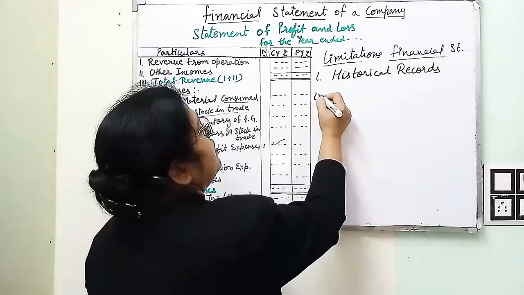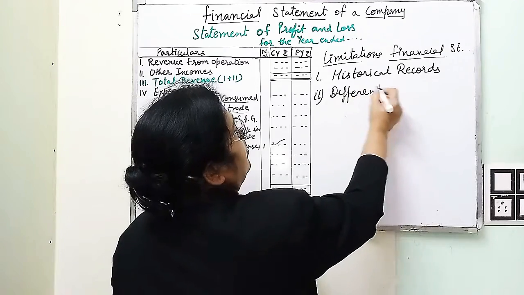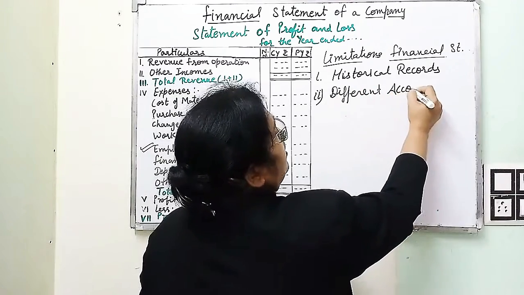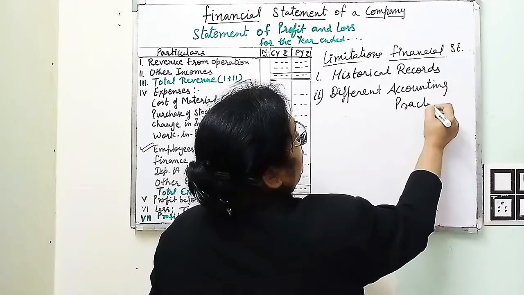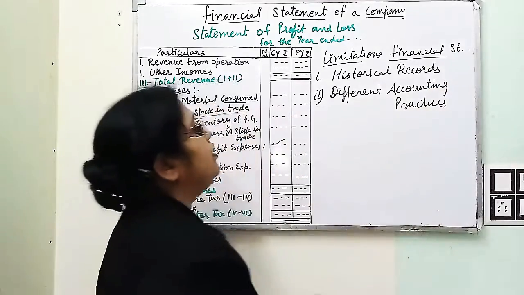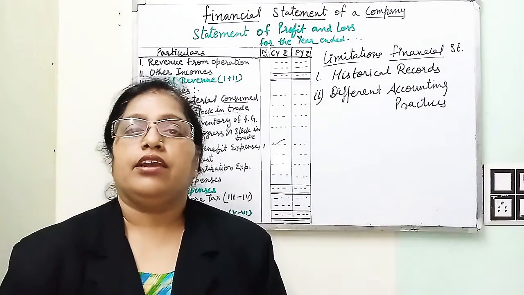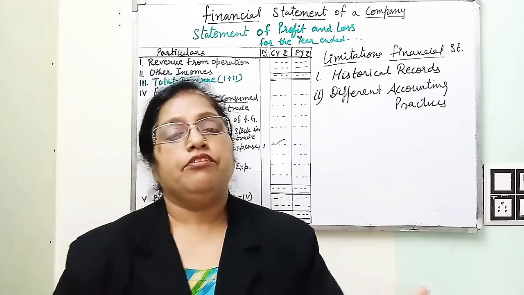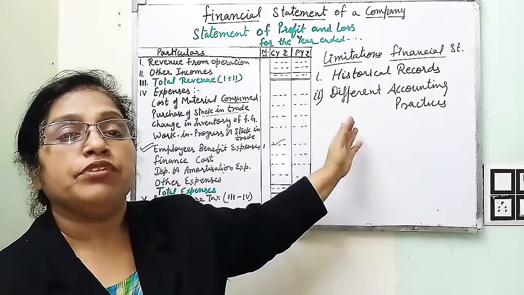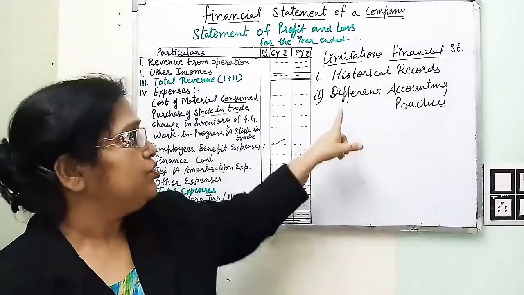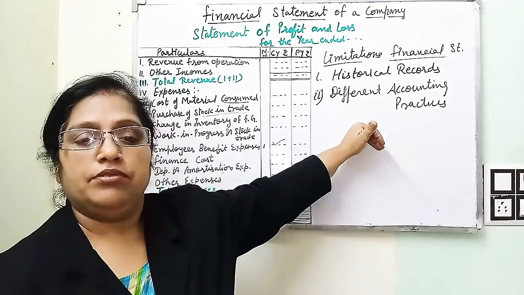Second is different accounting practices. It means different accountants can use different types of practices, like calculation of depreciation. There are different methods of calculating depreciation. Different accountants or different companies can follow either of the methods. So there is a difference in calculating the final result.